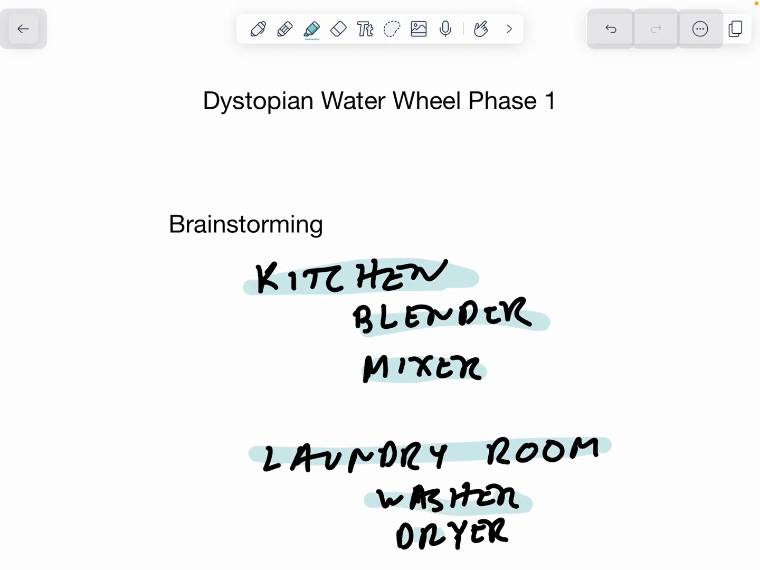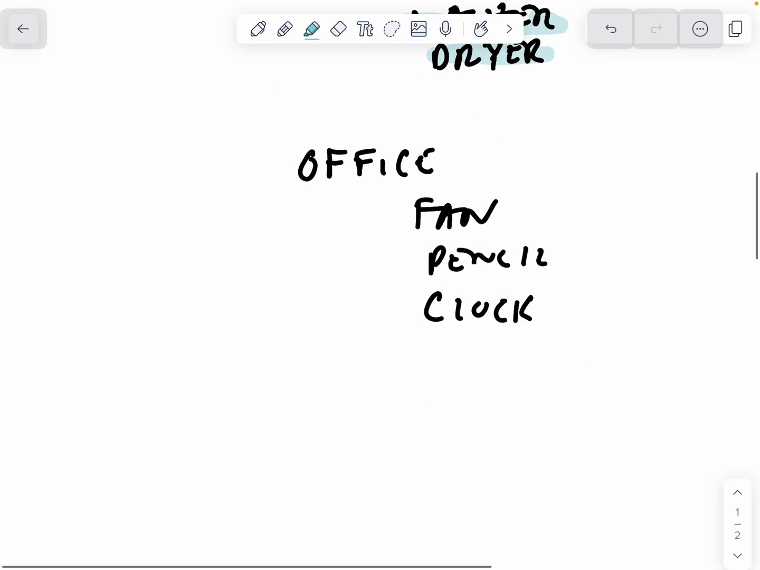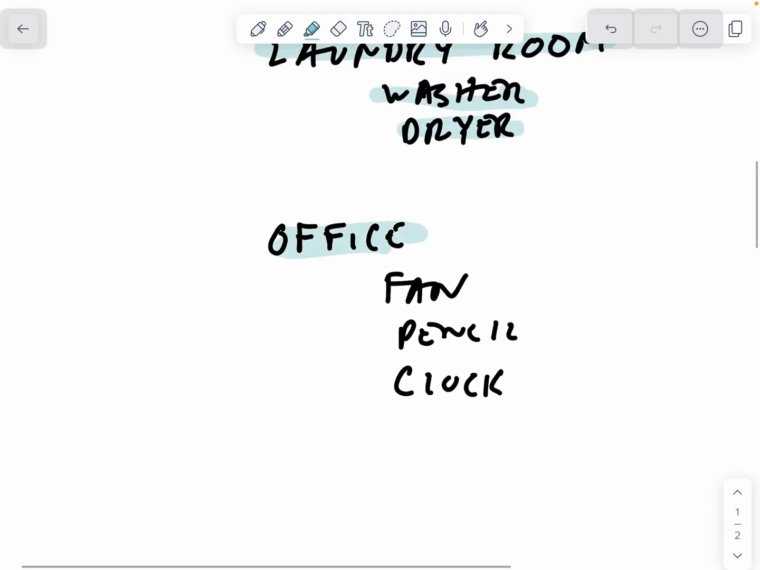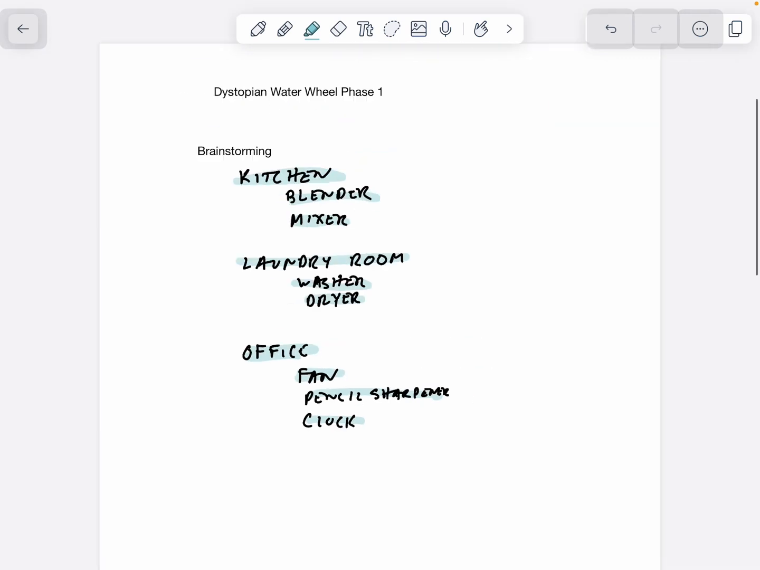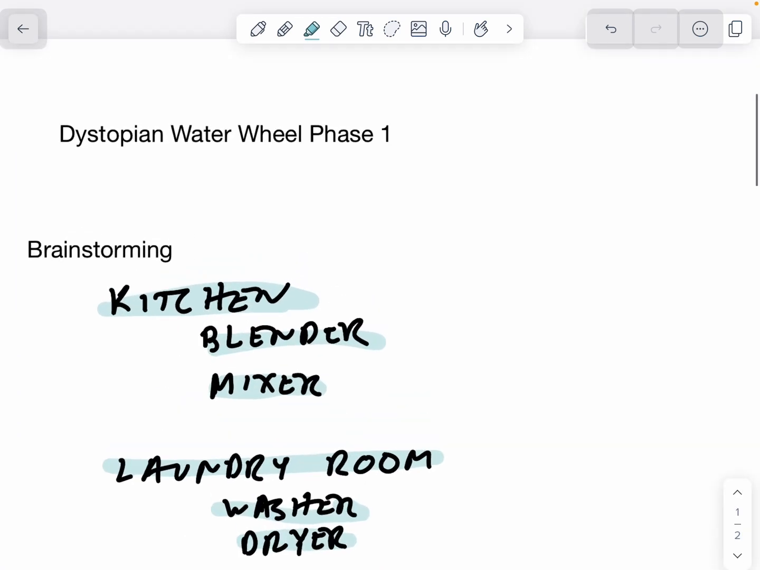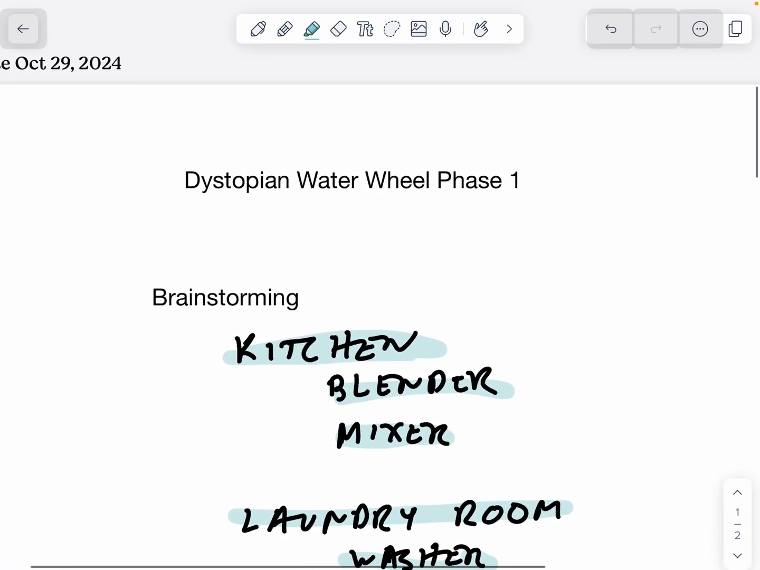I have a feeling that a washer and dryer probably have similar RPM, and you should pick 2 machines that have different RPMs, so I would investigate that before I chose that as an option. In an office, you could have a fan, a pencil sharpener, a clock, those kinds of things. Those are just some general ideas, but I think probably the easiest way to figure this out is maybe using AI.